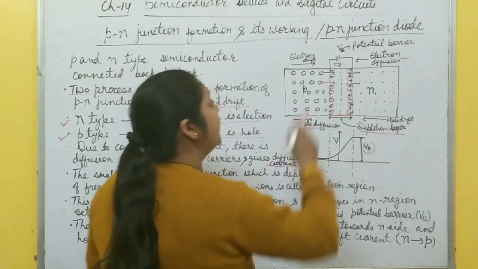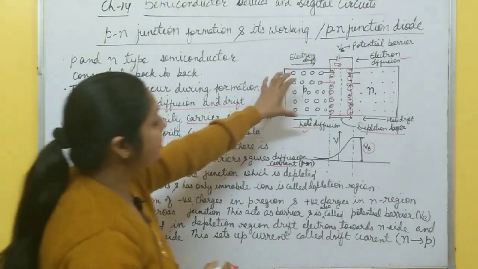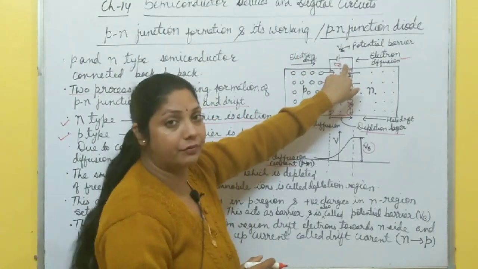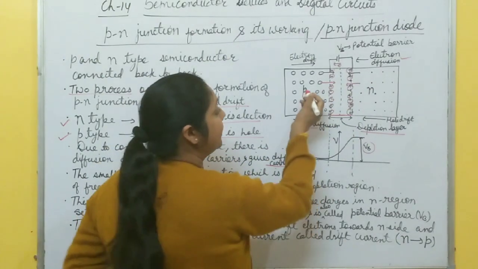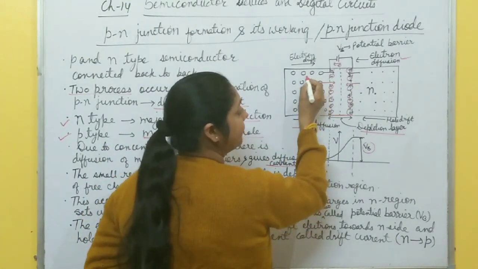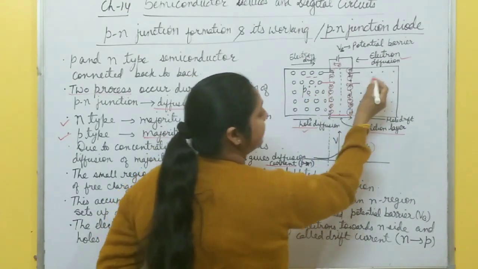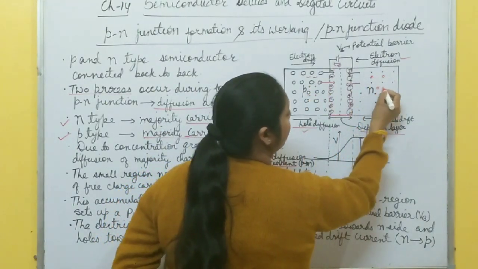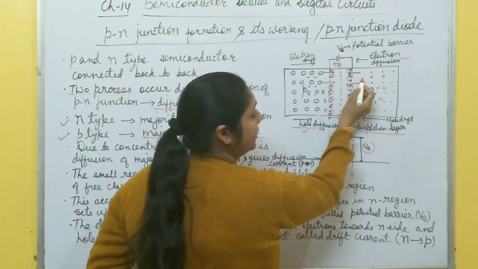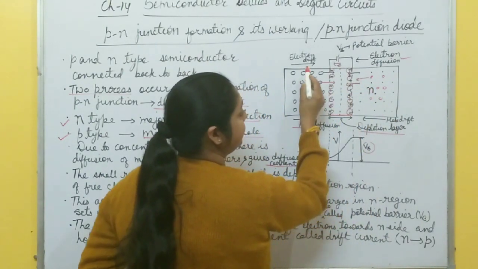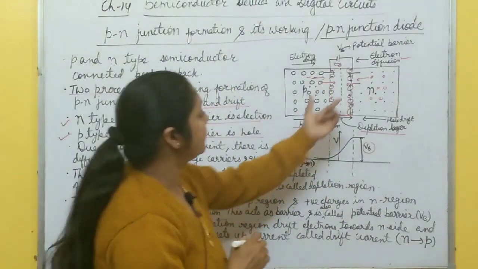Now what happened? Due to this potential barrier, an electric field is set up in this depletion region, and due to this electric field, minority carriers start drifting. Here the minority carrier is what? Electron, right? The minority carrier is electron, negative charge. Here the minority carrier is hole. Now due to this electric field, from the n side holes start moving, and from the p side electrons start moving, right? And this sets up current.